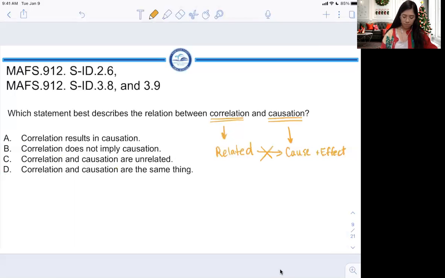Okay, so for this one, answer choice B, that's an easy answer on the test. Correlation does not imply causation. And that, I promise, if you see it, it'll look exactly like that. Correlation does not imply causation. Do I have questions on that? It was C.